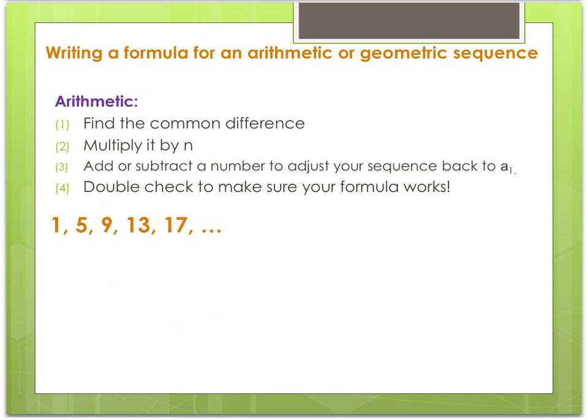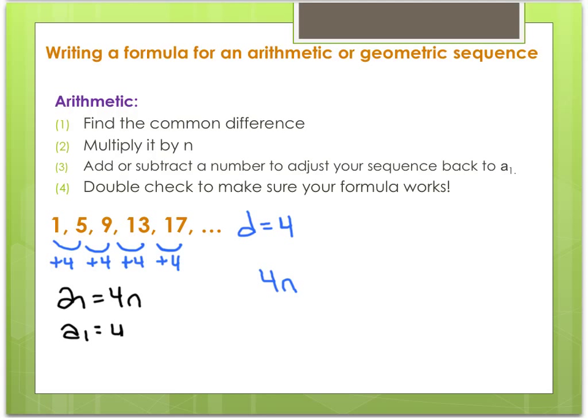Writing an explicit formula for an arithmetic sequence can be tricky, but the key is finding the common difference. For this particular sequence, we already found the common difference to be 4, which means each time I'm adding 4 to get the next term. Now, repetitively adding 4 is the same as multiplying a constant times 4, which we can represent by saying 4n. Now, this does not represent our sequence, however, because if I were to find a sub n equals 4n, a sub 1 would be 4 times 1, which is 4. But my a sub 1 is 1.